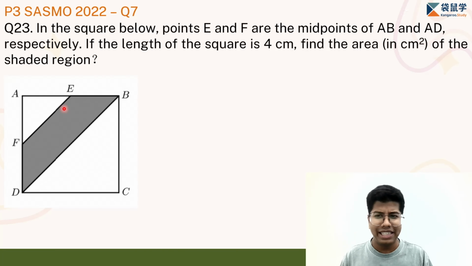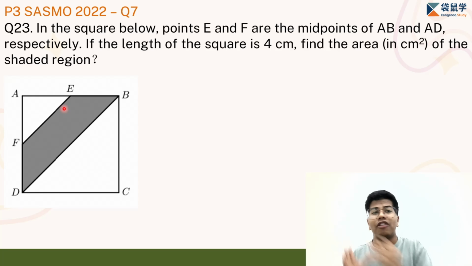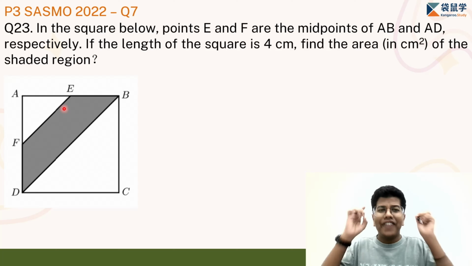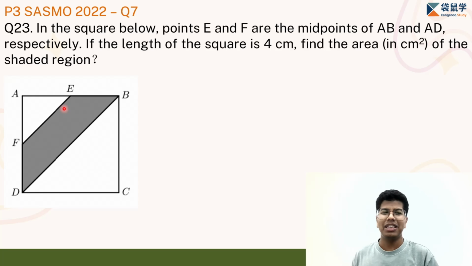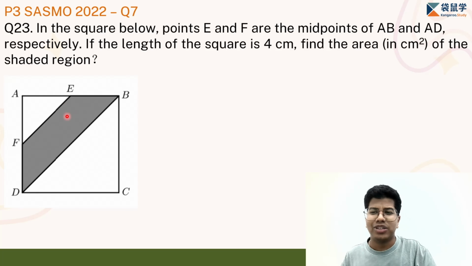Now, here the question says, in the square below, points E and F are the midpoints of AB and AD respectively. If the length of the square is 4 centimeter, find the area in centimeter square of the shaded region. Let's try to understand the question first. Here I have a square, that is square ABCD. Inside the square you can see a shaded region, that is FEBD.